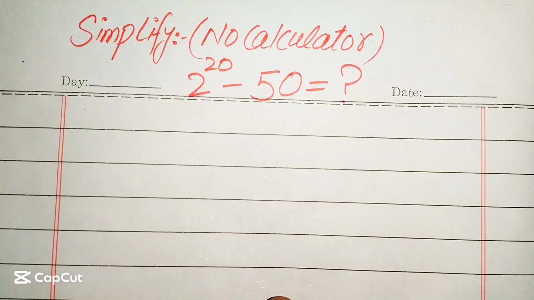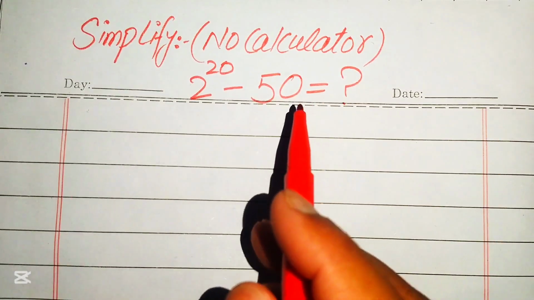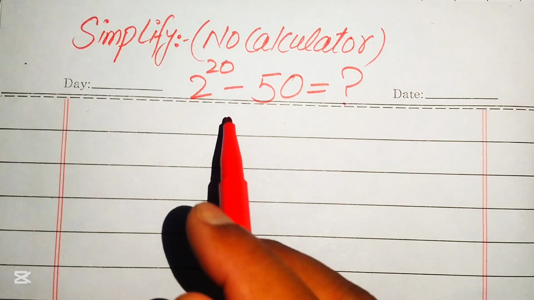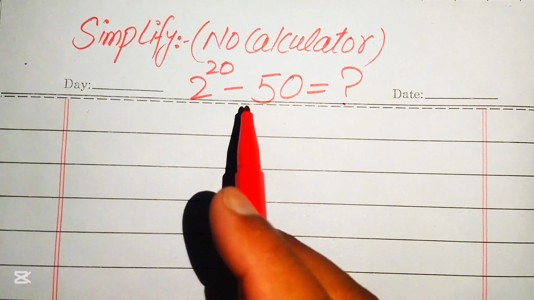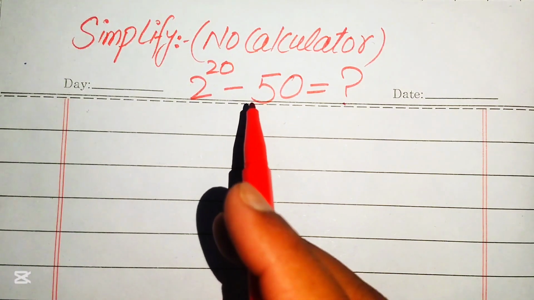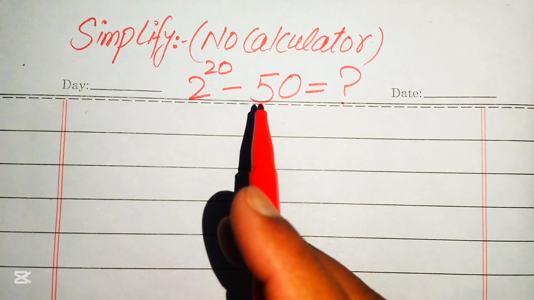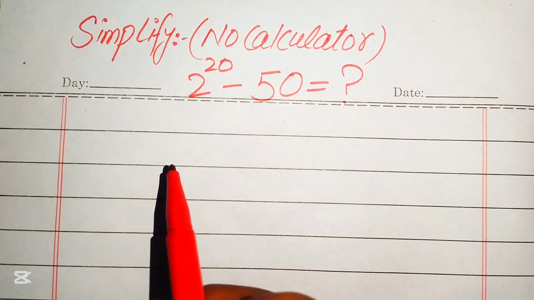Hello everyone, how to simplify this nice algebraic expression without using the calculator. If we have 2 to the power of 20 minus 50, we write this algebraic expression in simplified form. But remember, the calculator is not allowed in this problem. So we will show all of the working here.